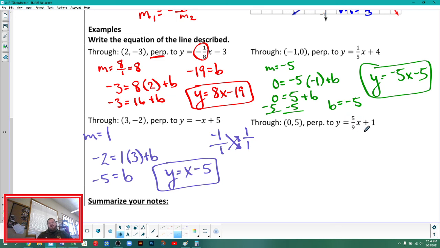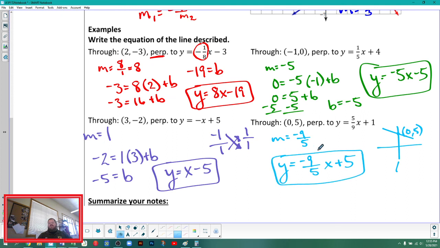And my last one, I have a fraction. I want to change its sign and flip its fraction. So my new slope will be negative 9 over 5. Then for a little shortcut, on this one, it goes through the point 0, 5. 0, 5 on the graph is right here. So that is my y-intercept. No matter how my line looks, that's going to be my y-intercept at 5. So y equals negative 9 over 5 x plus 5. Take the easy problems where you can.